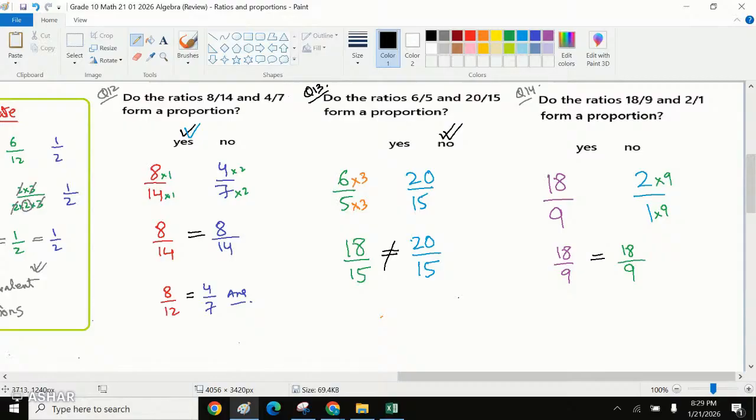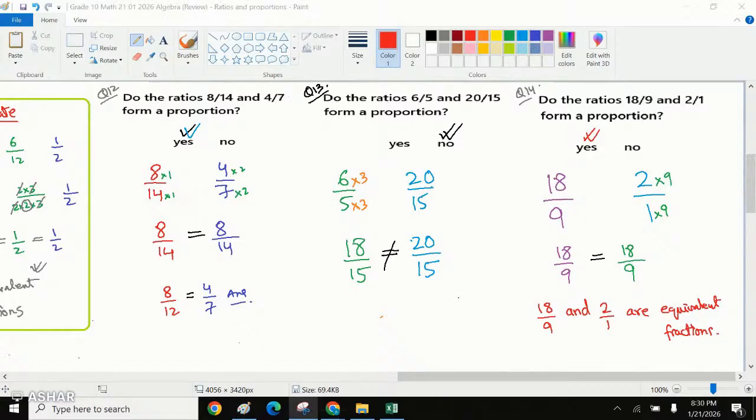That means for the final answer, we can say 18 upon 9 and 2 upon 1 are equivalent fractions, or they form a proportion. Agreed? Okay, good enough. Let's look at the next question.